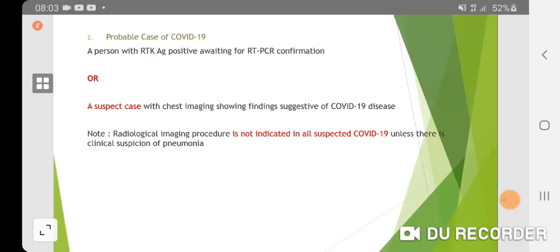We need to take notes regarding the chest X-ray. Radiological image procedure is not indicated in all suspected COVID-19 unless there is clinical suspicion of pneumonia. So we do not frequently do the chest X-ray for all the COVID-19 patients unless the patient shows any signs and symptoms of pneumonia, such as cough, shortness of breath, and also associated with fever.